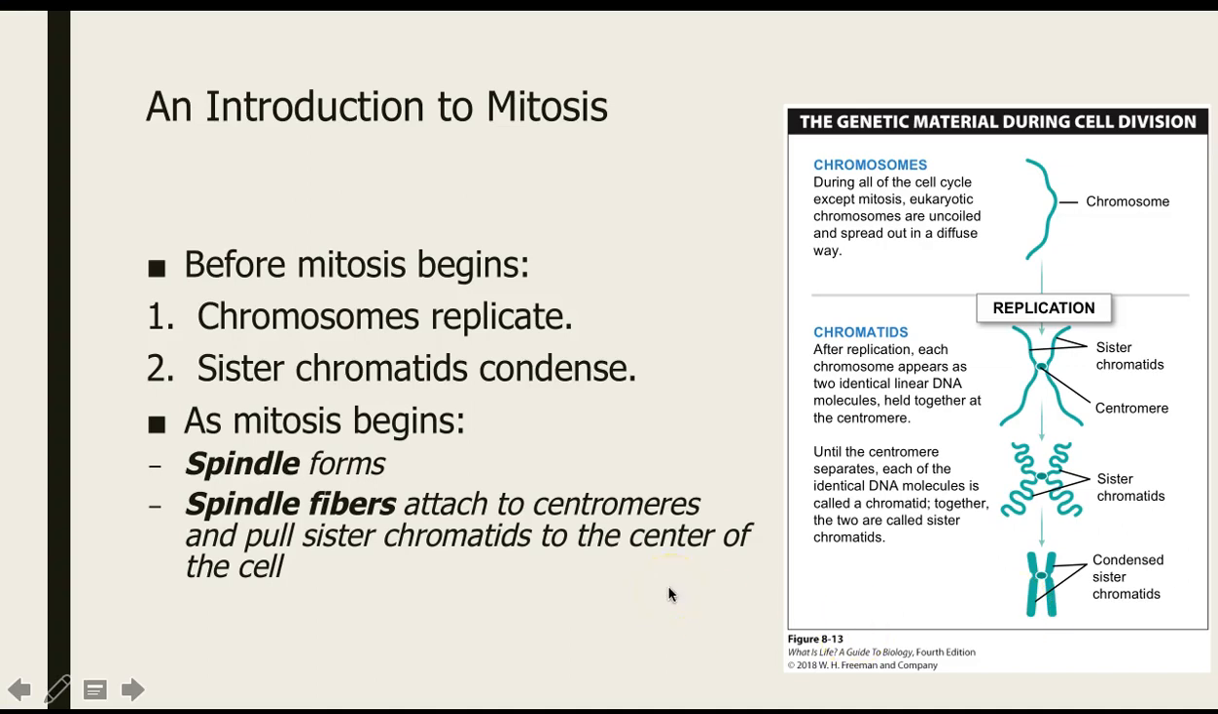So before mitosis begins, we have to have them replicate. And this is where your book is, I'm not quite sure why it says it this way, but it's incorrect. I want to make clear that sister chromatids condense during mitosis, not before mitosis. So as mitosis begins, we get the spindle fibers forming, and those spindle fibers do attach to the centromeres.